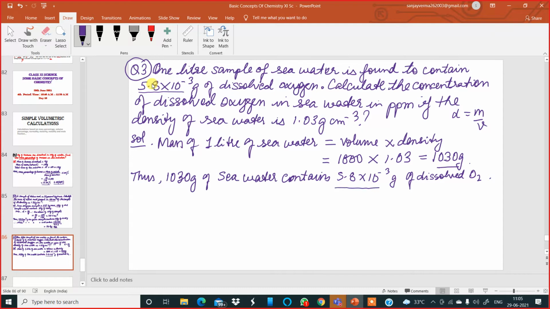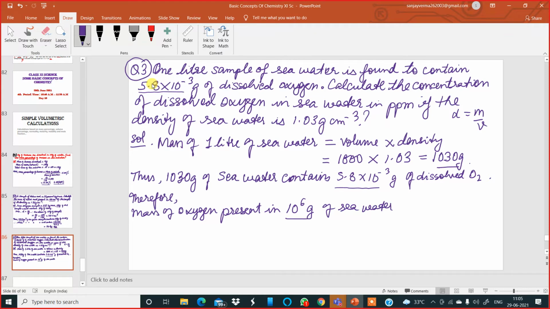Now we are supposed to get this in parts per million. Therefore, the mass of oxygen present in 10 to the power of 6 gram of seawater. This 10 to the power of 6 means 1 million, 1 million grams of seawater.